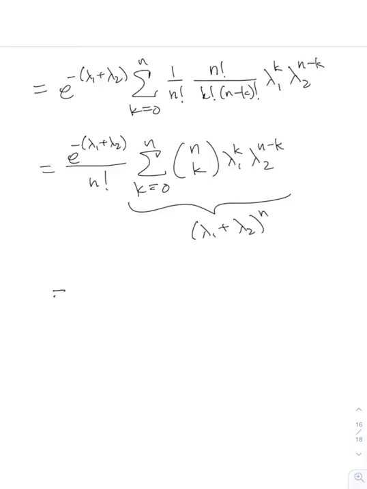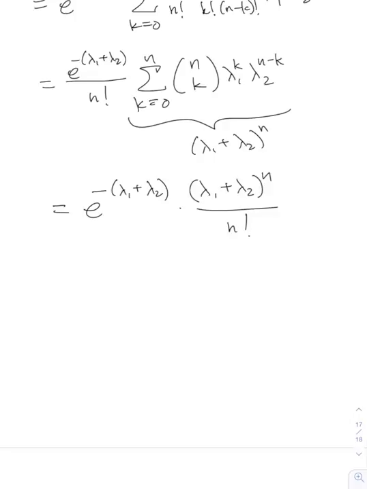So this whole thing can be rewritten as e to the negative lambda 1 plus lambda 2 times lambda 1 plus lambda 2 to the n over n factorial. And that's the mass function of x plus y. But you should recognize that mass function. That's the mass function of a Poisson with parameter lambda 1 plus lambda 2. So in other words, x plus y is Poisson with parameter lambda 1 plus lambda 2.